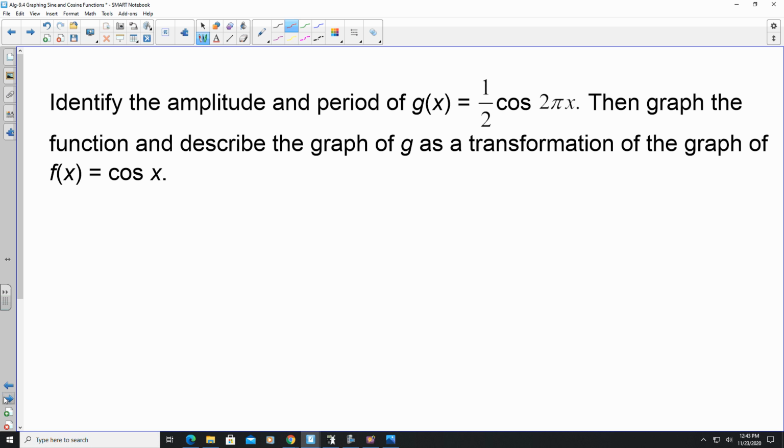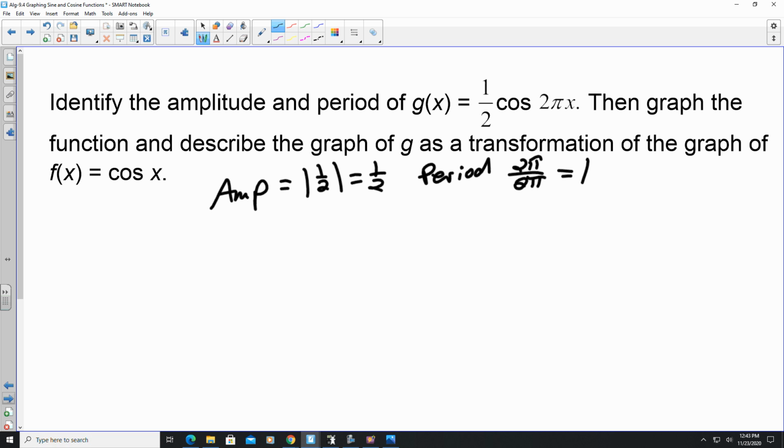So here, they want us to graph 1/2 cosine 2 pi x. My amplitude is going to be the absolute value of 1/2, which equals 1/2. My period is going to be 2 pi divided by 2 pi, which equals 1.